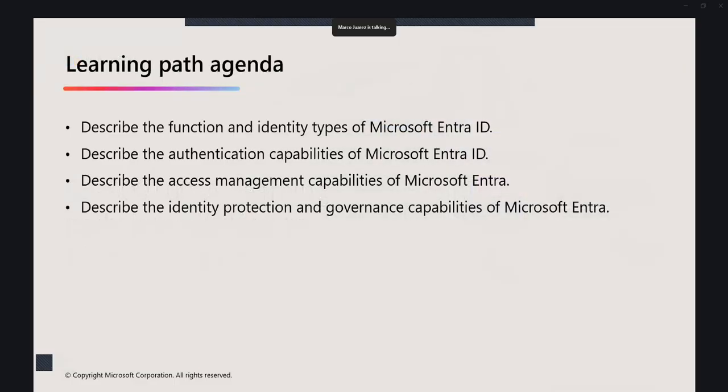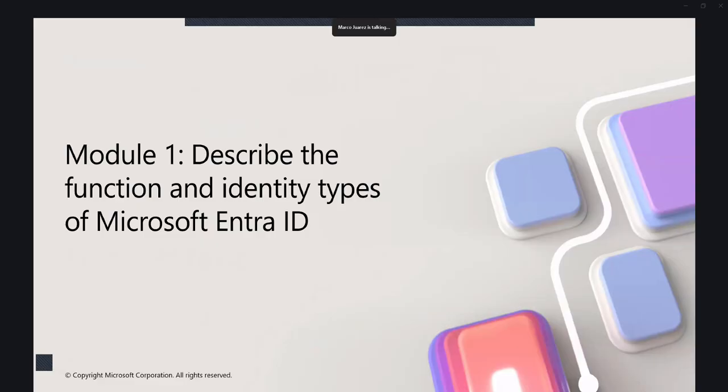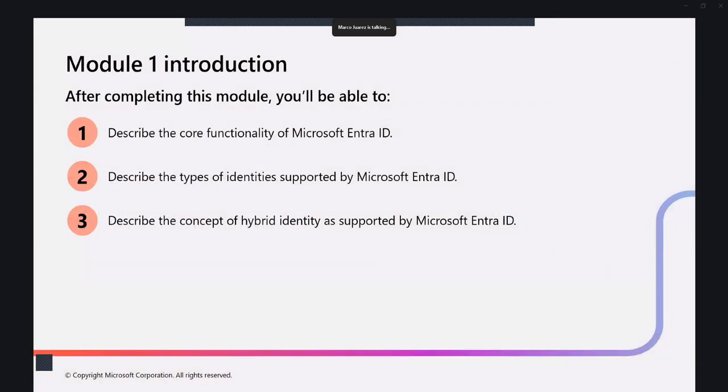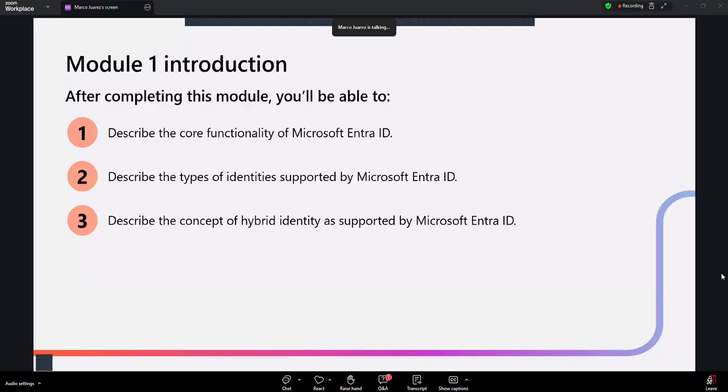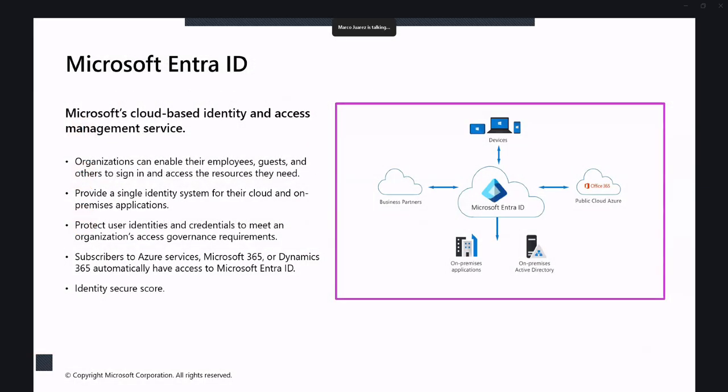Okay, so we'll talk about what Entra is, Entra ID, with the authentication capabilities. How can we manage those capabilities to access Entra, and what is the process of identity protection and governance? Exactly, Stephen, it is the replacement of Azure Active Directory. So let's talk about the different identity types that we have on Entra ID. We'll talk about the core functionality of this platform. How can we manage identities that are supported on Entra? And hybrid identities. How can we synchronize our identities, whether they are on-prem or elsewhere?